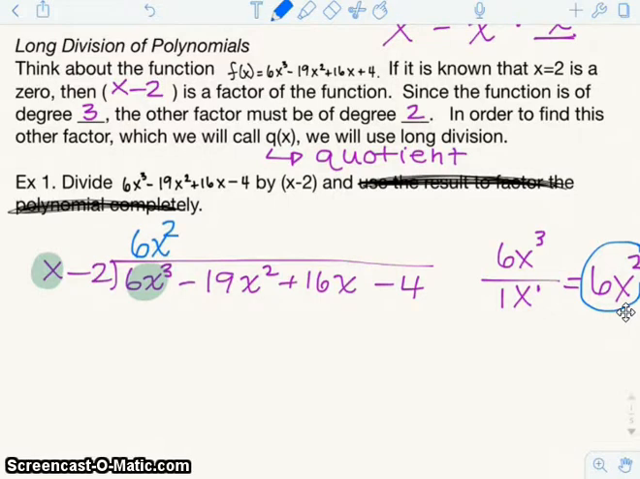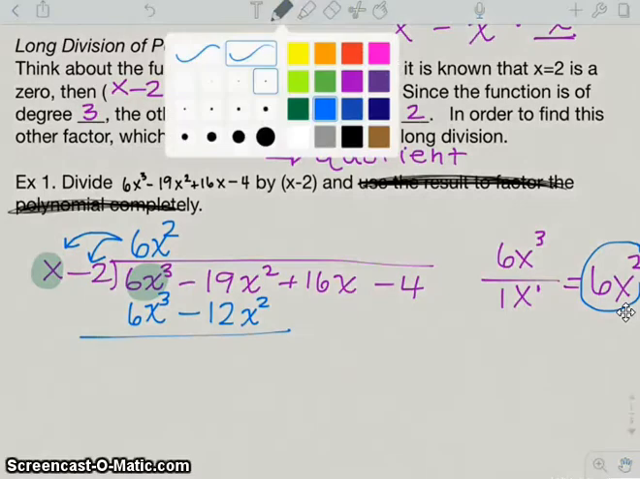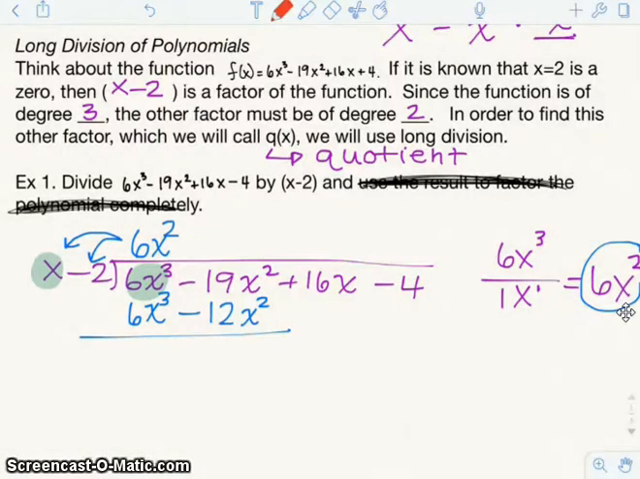because that was what I divided on the left. Now, just like in that example we just saw, I'm going to multiply. So 6x squared times x gives me 6x to the third. 6x squared times negative 2 gives me negative 12x squared. I line them both up, and what operation am I going to do here? Think back to the other long division. What operation do you do? We're going to subtract.